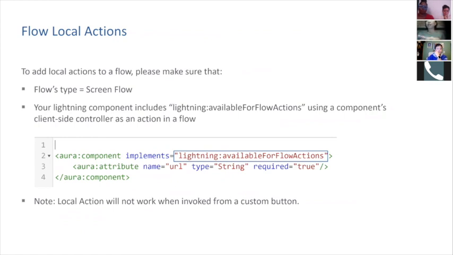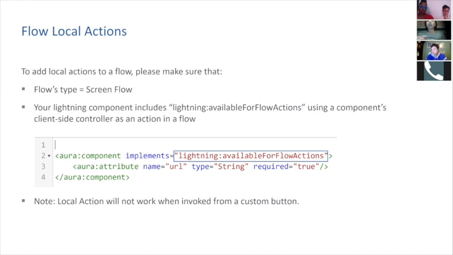Flow Local Actions was recently introduced in Summer '18. Again, to use that in Flow, your flow type needs to be a screen flow, and your Lightning component needs to include lightning:availableForFlowActions. That's the example Lightning component that I have in the screenshot below.